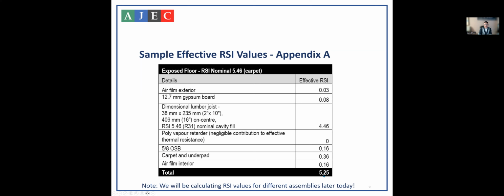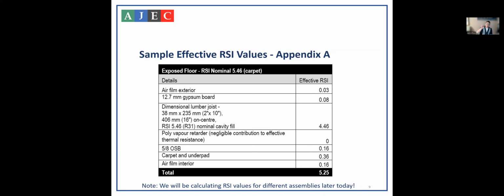You're going to want to learn this as an architect, because in the next version of building code compliance, however you want to build your house, or above grade walls and below grade walls, you want to know what the total effective R value is. In this case, this one shows 5.25. And that's about an R31 exposed floor.